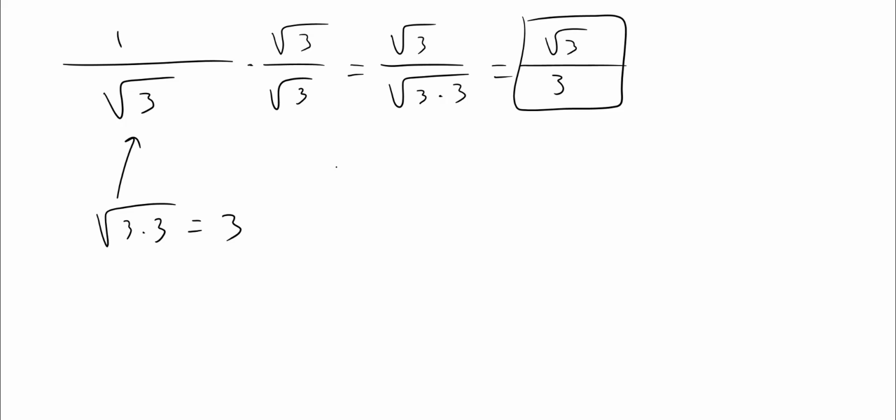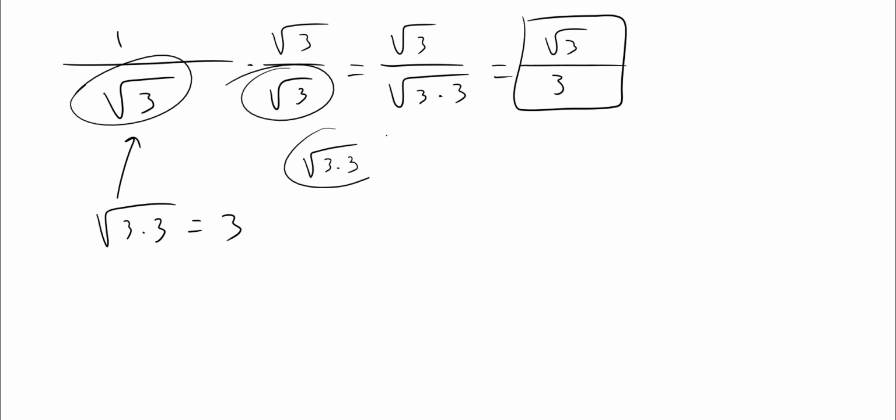So that's my answer. Remember, guys, the square root of 3 times square root of 3 is just 3. Because you've got a pair of 3's, that just gives you that 3.